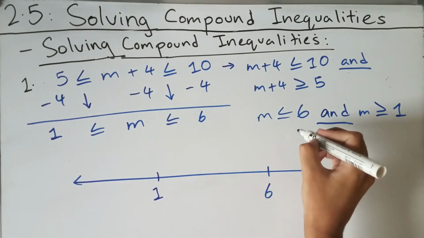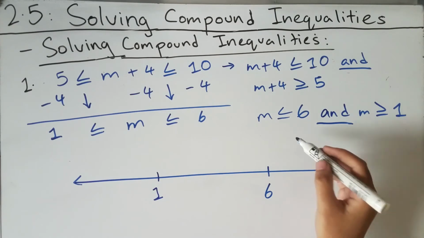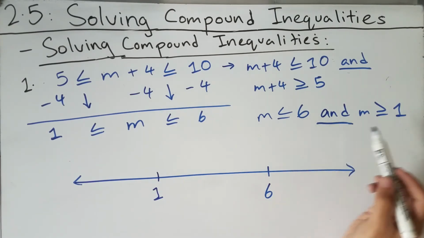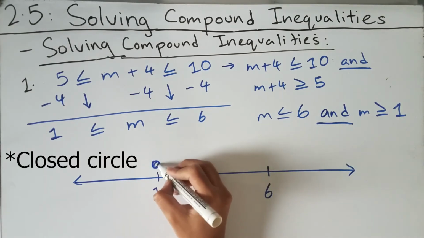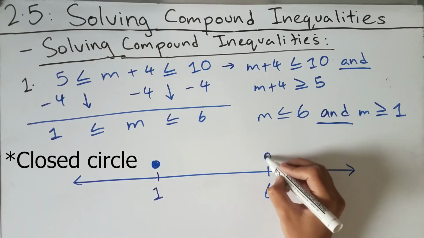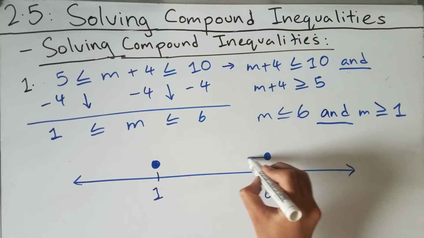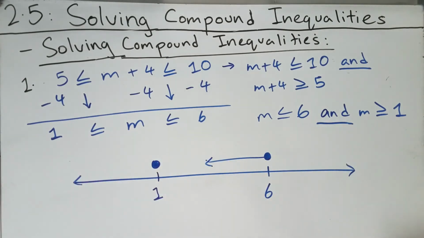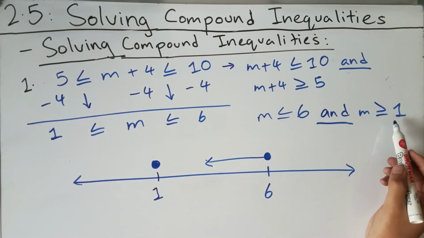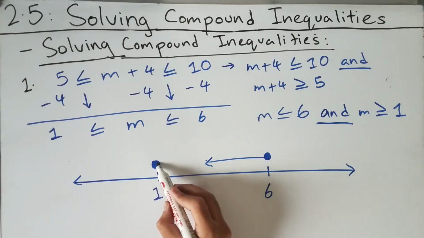And we know that both 6 and 1 are part of the solution for m because we have an equal sign in their inequality symbols. So we can place a closed circle at 1 and at 6. And then we know that m is less than 6, so we can take an arrow towards the negative side. And on the m here, we can see that it's also greater than 1, so we can take it towards the positive side.